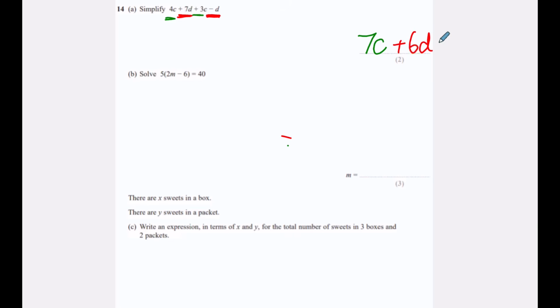Part B, solve. Solve means find out what the missing letter is, what the missing number is that is represented by a letter. 5 times 2m minus 6 equals 40. We could expand the bracket first. 5 times 2m is 10m. 5 times negative 6 is negative 30. I want to get rid of the negative 30 because I want m by itself. So I'm going to plus 30 to both sides.